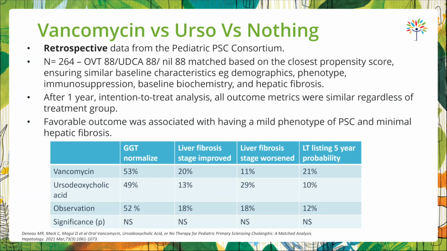This is another study that compares using vancomycin, ursodeoxycholic acid, versus nothing. And there were 88 children in each of these three groups. But again, it is retrospective data from this Paediatric PSC consortium. And basically, they found no difference in whether your liver function tests normalized, whether you got more scarring or the same amount of scarring, or your chance of needing a liver transplant listing within 5 years. It made no difference whether you'd been on vancomycin, urso, or whether nothing at all happened.